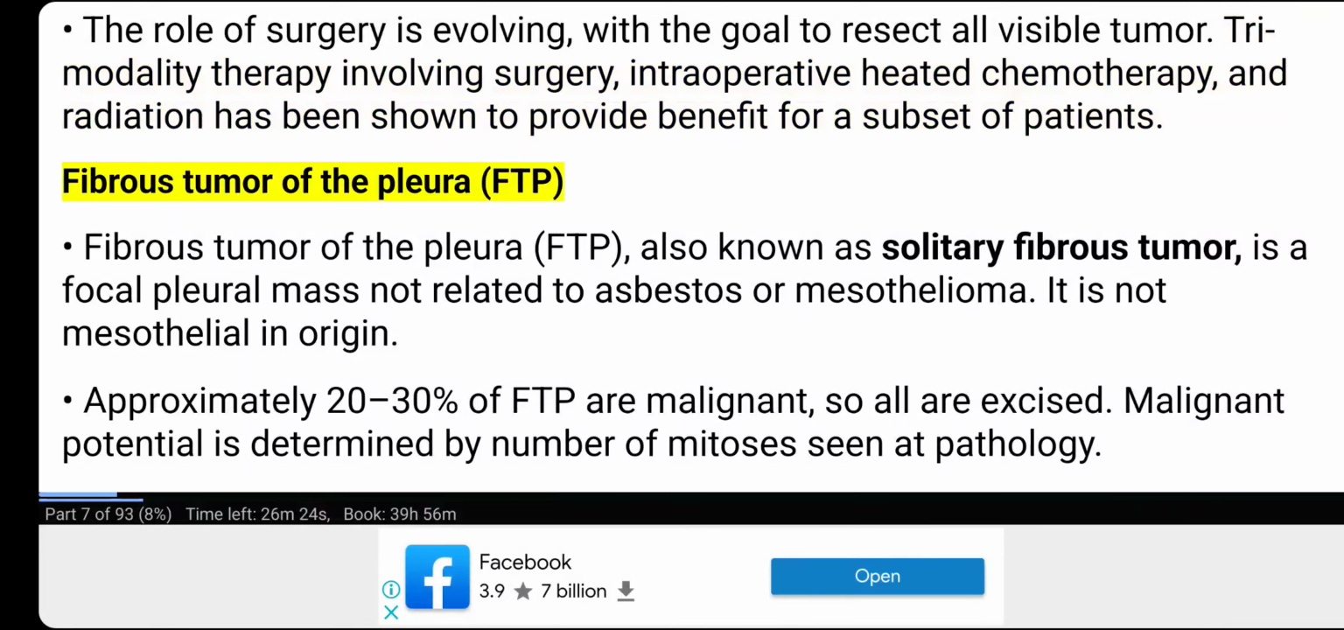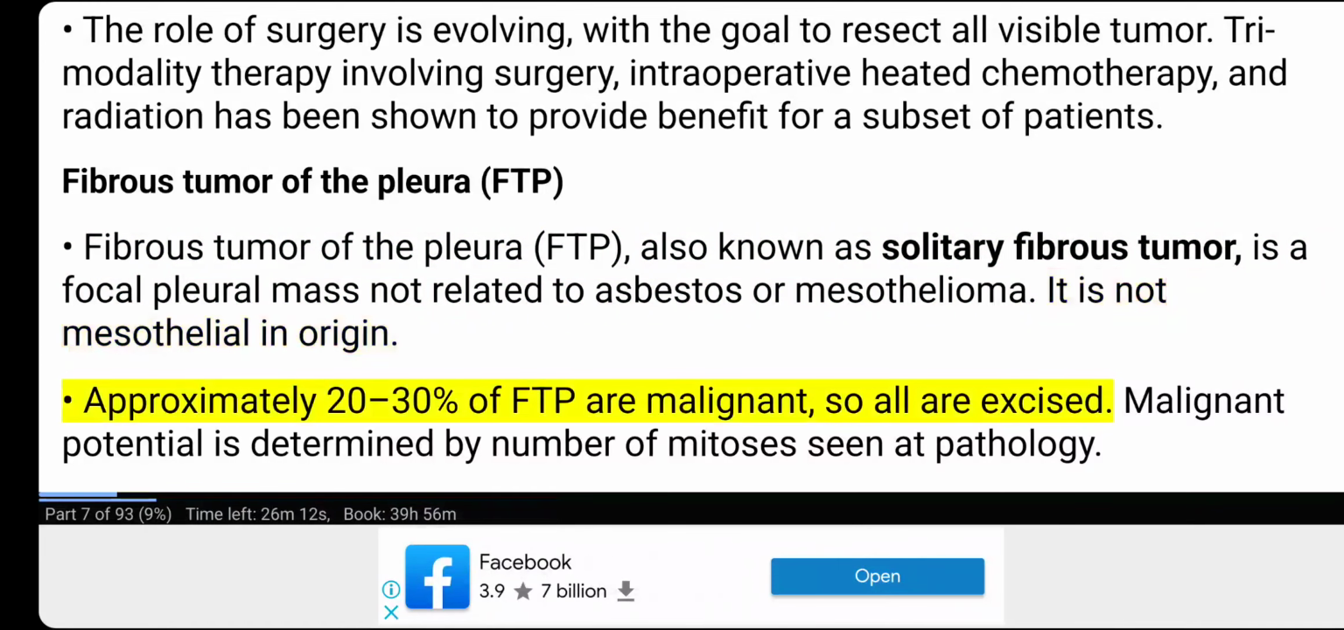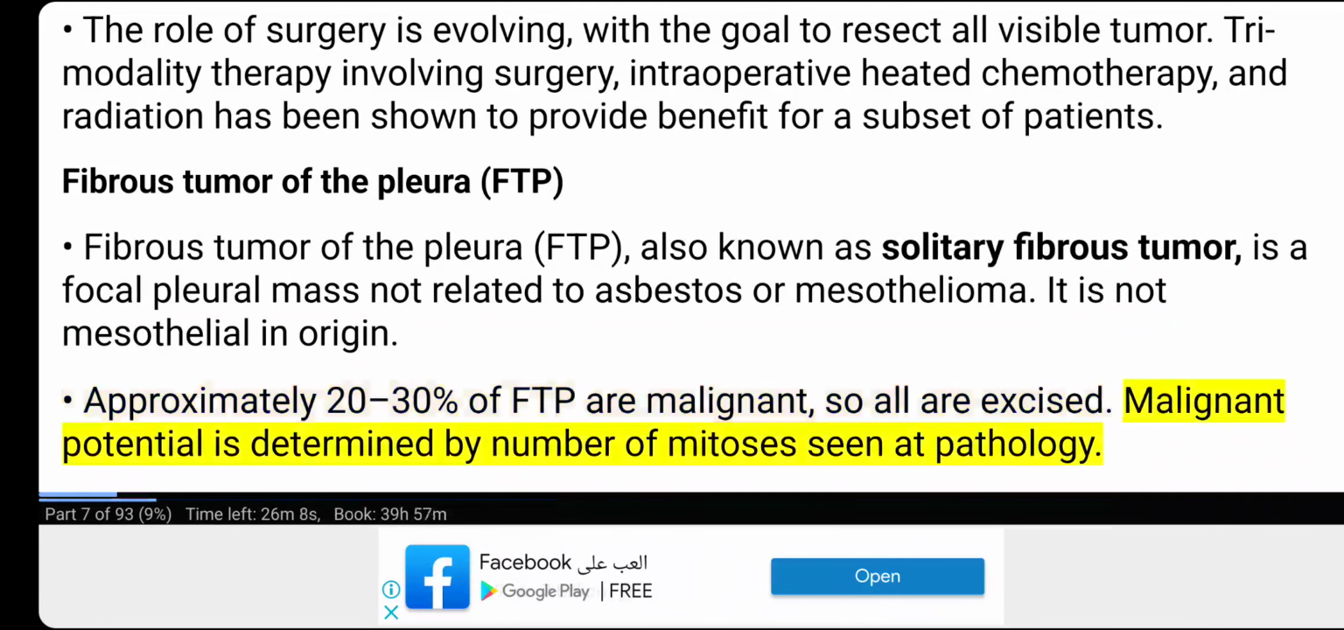Fibrous tumor of the pleura (FTP). Fibrous tumor of the pleura, also known as solitary fibrous tumor, is a focal pleural mass not related to asbestos or mesothelioma. It is not mesothelial in origin. Approximately 20 to 30% of FTP are malignant, so all are excised. Malignant potential is determined by number of mitoses seen at pathology.